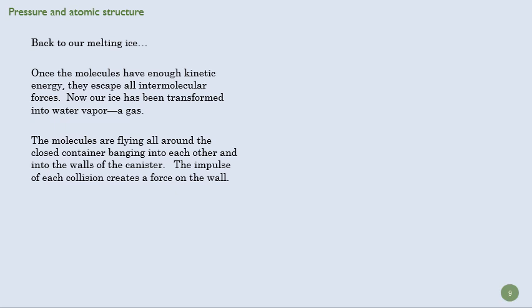Now, they're flying around this container. Remember, they're moving in random directions. They're moving really quickly with high velocities. And they start banging into each other and into the walls of the canister. Every time it bangs into the wall of the canister, what happens? Well, you have a collision. And we know in a collision, you get an exchange of momentum.